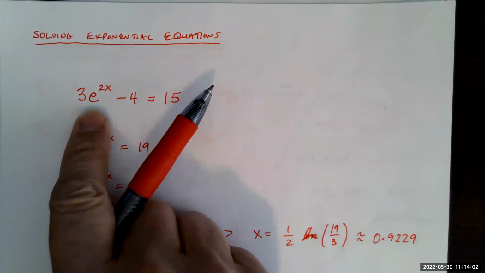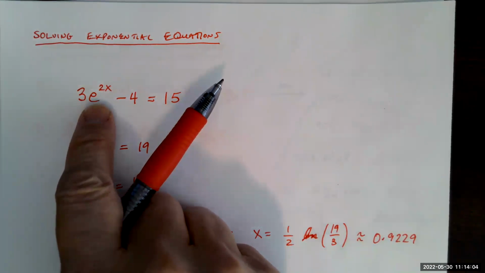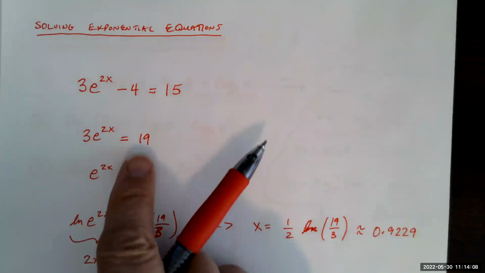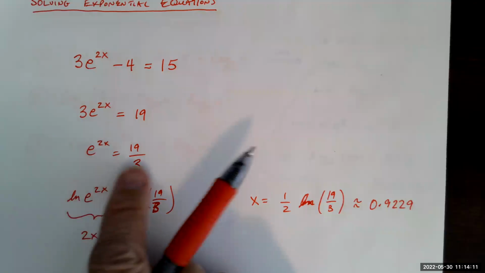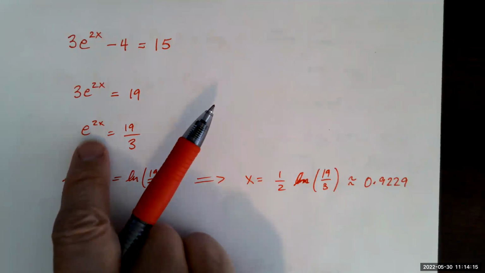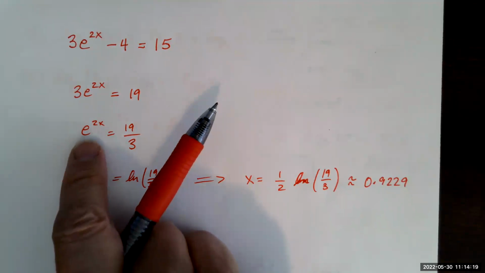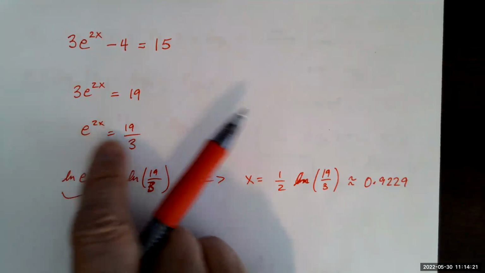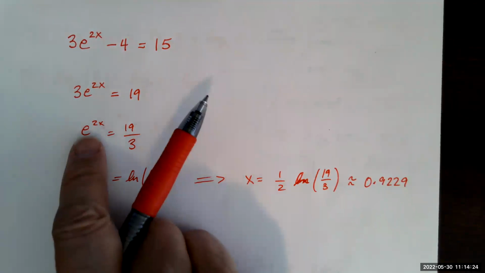Now, in particular, solving exponential equations, there are many types, but here's a basic type. We have an exponential expression. What we want to do is isolate that exponential expression. So I'm going to add 4 to get 19 here. I'm going to divide by 3. And then how do I solve? I can't take a square root or anything like that. It's not like if I had x squared equals 19/3, I would take the square root, right? But this is e to the 2x.